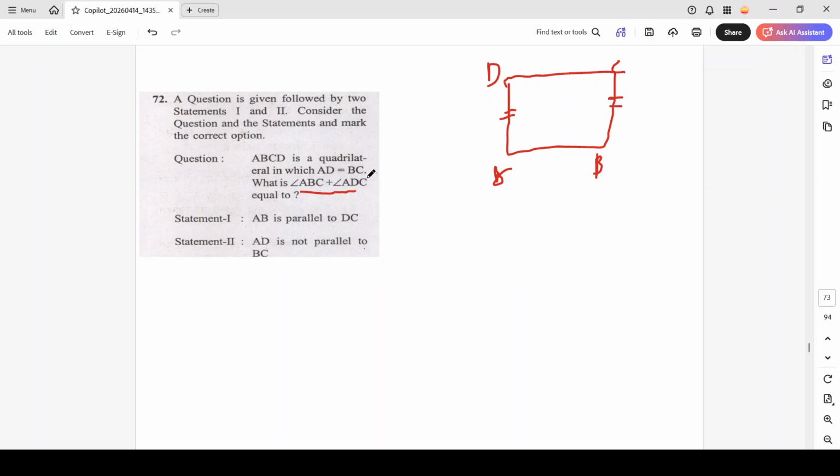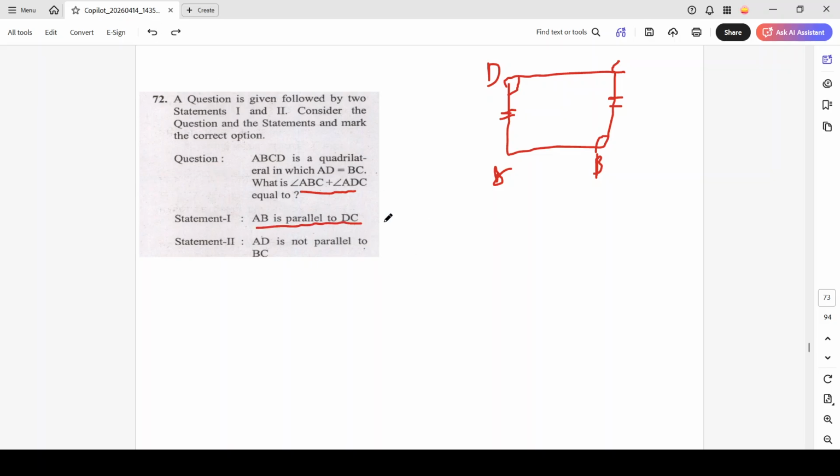Okay. And what we have to find out? ABC. Okay. This ABC and ADC. So from the question itself, we can find out the sum of these two angles based only on the given information, which is AD is equal to BC. So this is not enough to answer the question. Now moving on to the next.